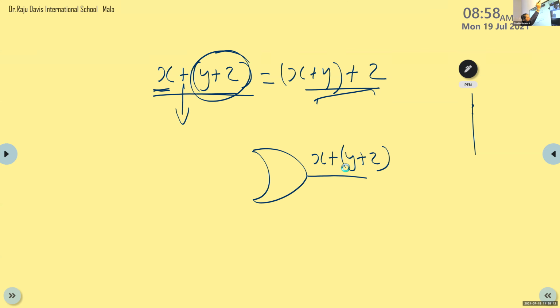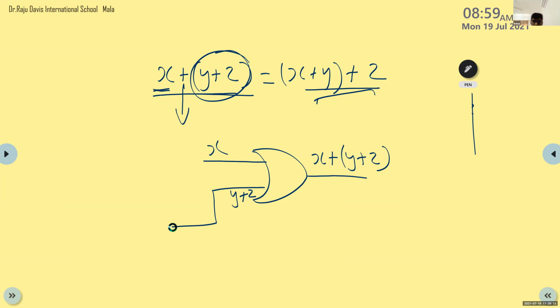Rahul? Okay, which are the two inputs for this OR gate? X and y plus z. X, correct. X and y plus z are the two inputs for the first OR gate. The first input is x, the second input is y plus z. Then how can we find this y plus z? John Joes, how can we find this y plus z?